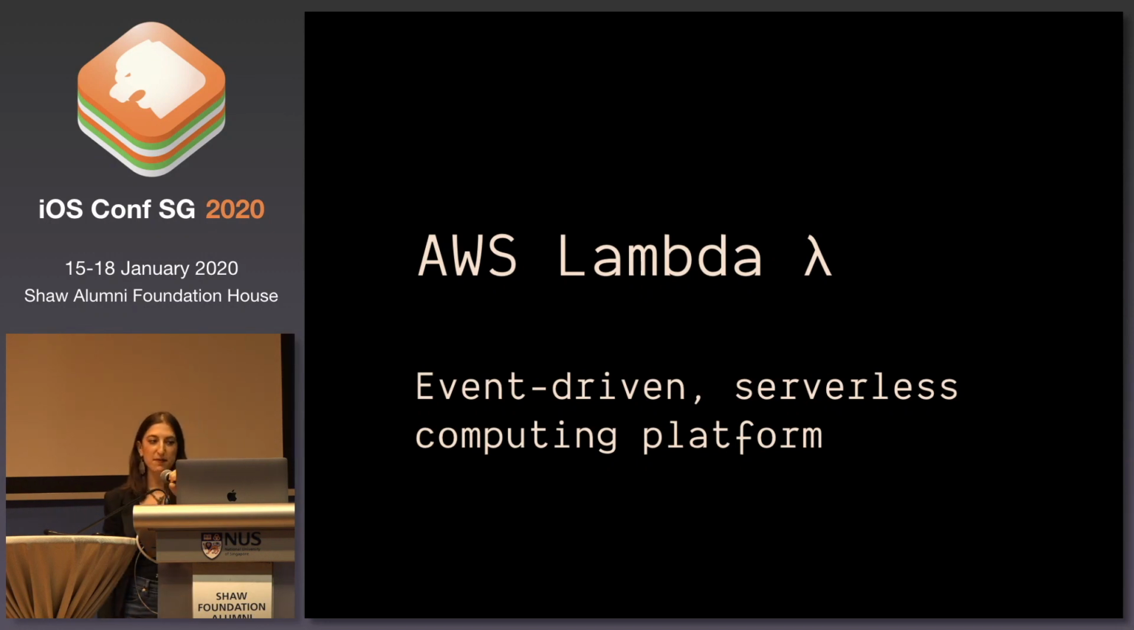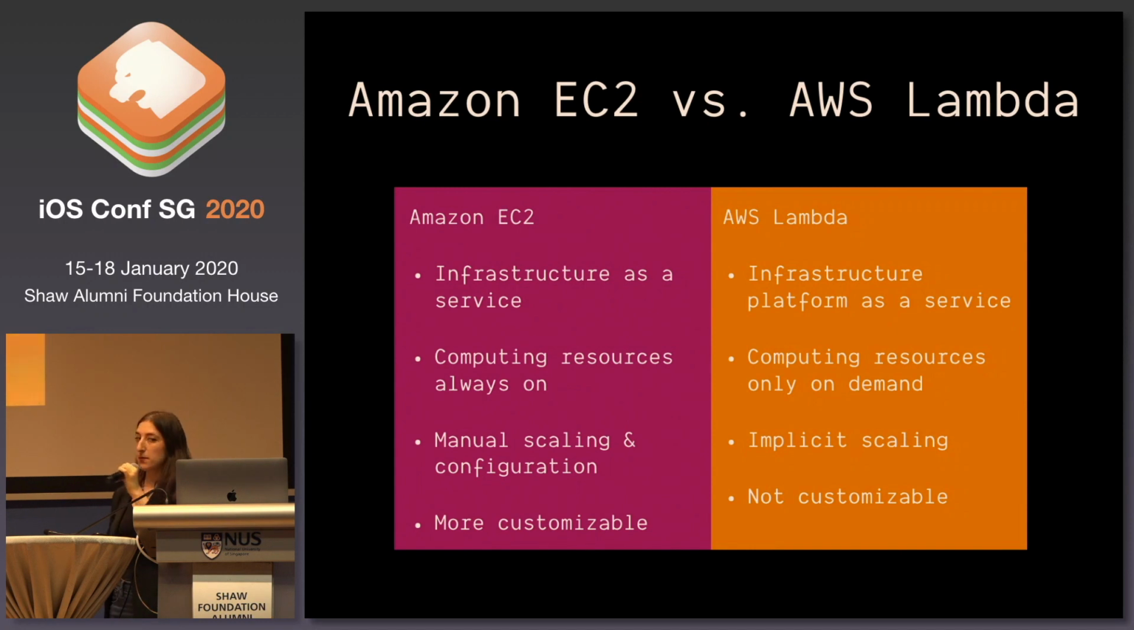AWS Lambda is an event-driven serverless computing platform. A great way to explain what this is is to compare it with more traditional servers. So let's compare AWS Lambda with Amazon EC2. With Amazon EC2, Amazon is basically renting out servers to you. And you can set them up as you wish, and then when you need to scale up, you can get more servers, and basically it's just a way of accessing hardware.